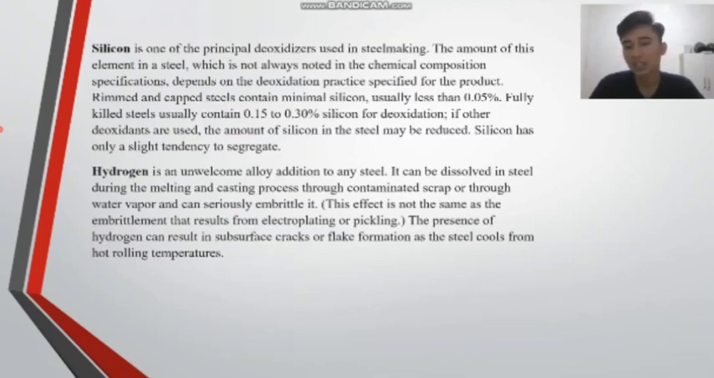Hydrogen is an unwelcome alloy addition to any steel. It can be dissolved in steel during the melting and casting process through contaminated scrap, or through water vapor, and can seriously embrittle it. This effect is not the same as the embrittlement that results from electroplating or pickling. The presence of hydrogen can result in subsurface cracks or flake formation as the steel cools from hot rolling temperatures.